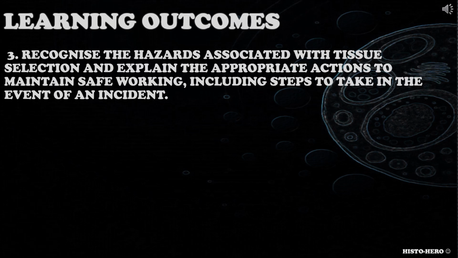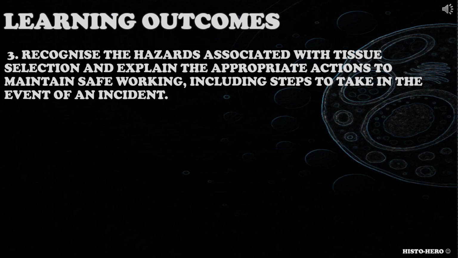The third learning outcome is, recognize the hazards associated with tissue selection and explain the appropriate actions to maintain safe working, including steps to take in the event of an incident. The candidate needs to recognize the hazards of tissue selection and maintain safe working. Does the candidate know what possible hazards are associated with tissue selection? Do they maintain a safe working environment during tissue selection? Do they take relevant steps to correct incidents?